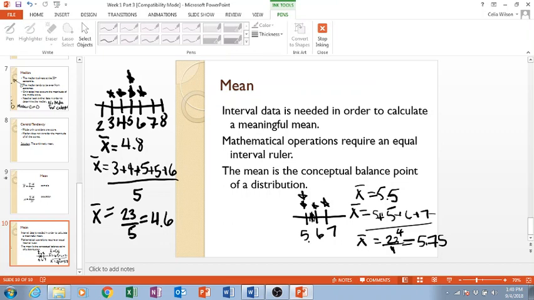Okay. All right. So again, conceptually and then mathematically, because I want you to kind of get it nailed down that it's the conceptual balance point of a distribution. The mean is usually the best. It is usually the one value that best represents the distribution. So we're going to use the mean a lot.